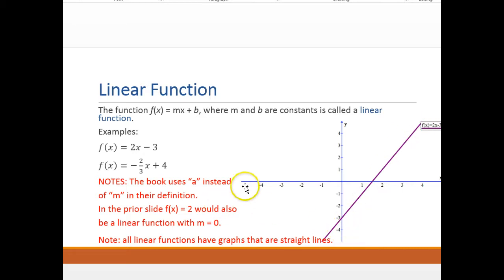Now please note the book uses a instead of m in the definition. And in the prior slide we looked at f of x equals 5. This would also be considered a linear function, just in this case your m would be 0. Please realize also that all linear functions have graphs that are straight lines, which makes sense because the constant function had a graph which was a straight line also, which also meant that it was a linear function.